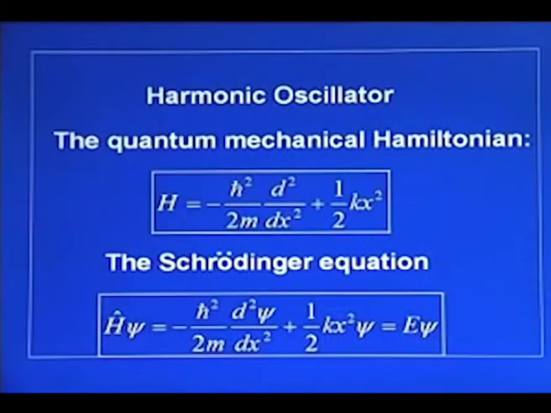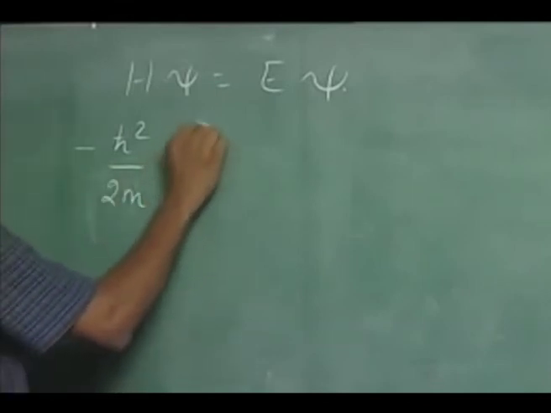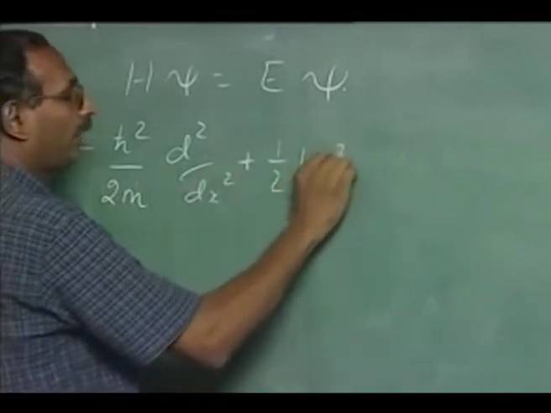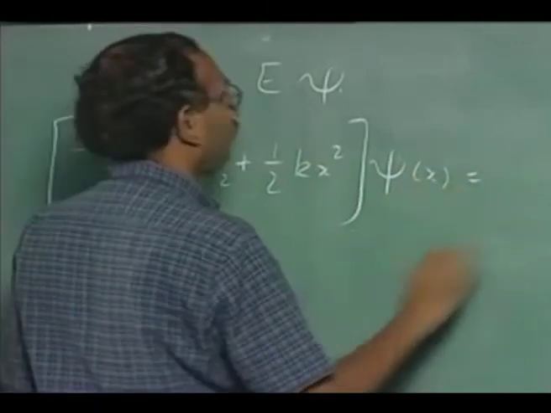Okay. The Schrodinger equation, having written the Hamiltonian, H psi equals E psi, can be written rather immediately as minus h bar squared by 2m, using m for the mass of the oscillator, and we know we have to replace m by mu in the case of a diatomic molecule, d squared by dx squared, plus half k x squared, acting on psi of x, equals E psi of x.